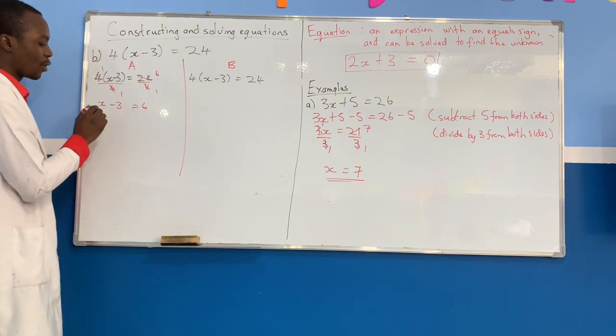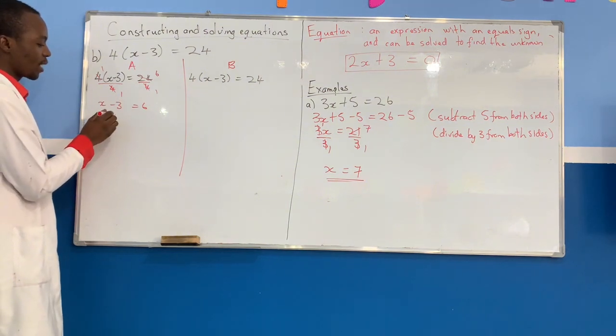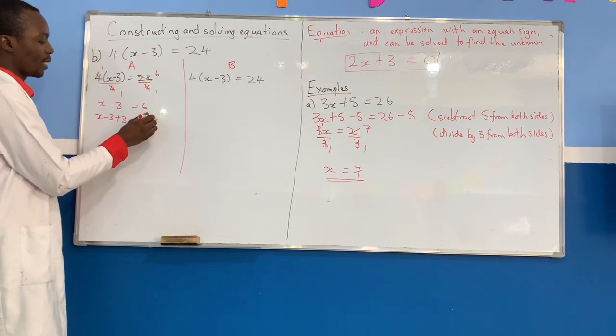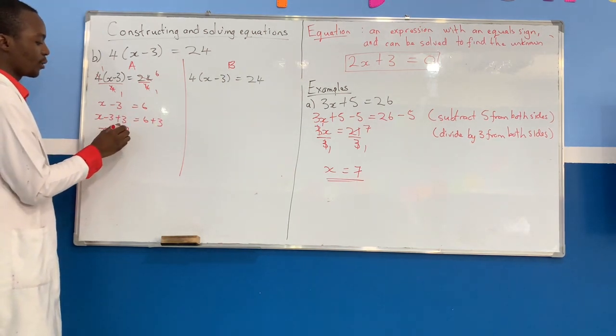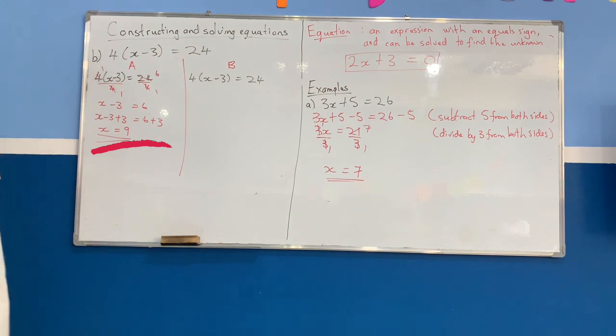To solve it, I just add 3 on both sides, so it will be x minus 3 plus 3 equals 6 plus 3. Minus 3 plus 3 is 0, so x is equal to 9.